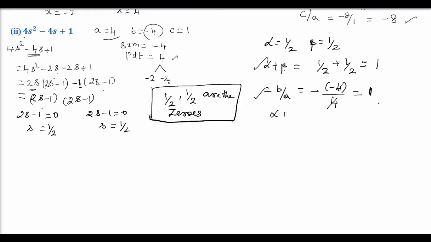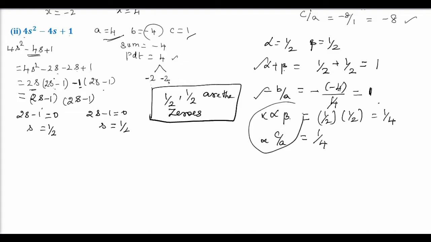The next part is alpha beta equals c by a. Now let's first find alpha into beta. Alpha into beta is 1 by 2 into 1 by 2 equal 1 by 4. And c by a, c here is 1 and a here is 4. So we get 1 by 4 again. Therefore alpha beta equal c by a. This is how we verify the relation between the coefficients and the zeros of the polynomial, right? Okay, now we'll move on to the third subdivision.